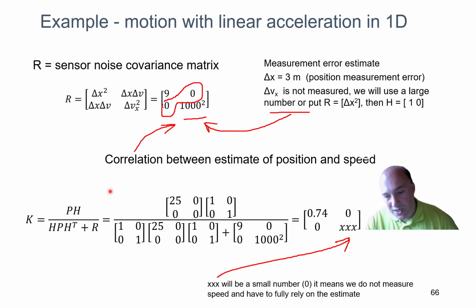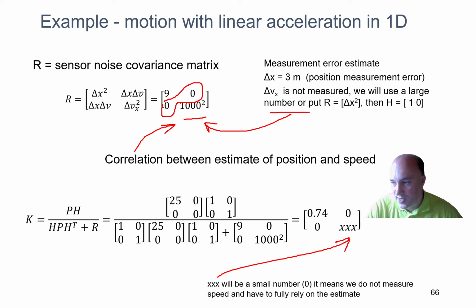Okay, the last matrix before we go to the real calculation will be the sensor noise covariance matrix. In this matrix you can select what error you have in the measurement of which variable. I told you that I measure only position and I do not measure speed, but I have two variables. I have speed and position.